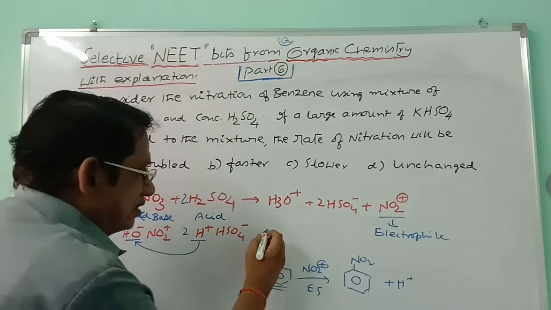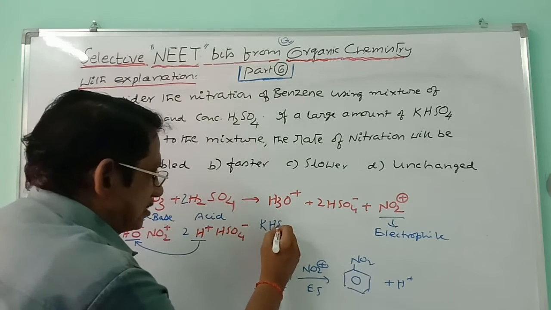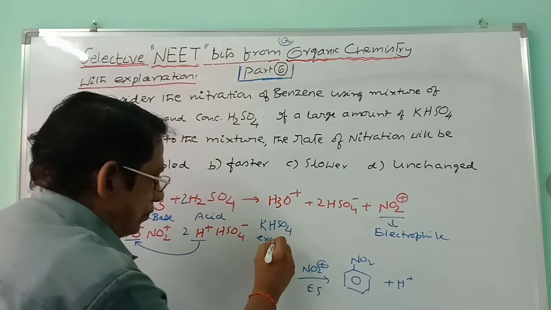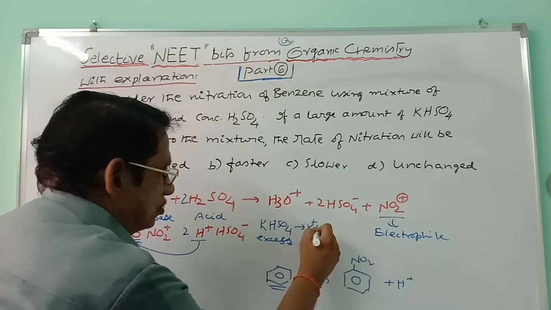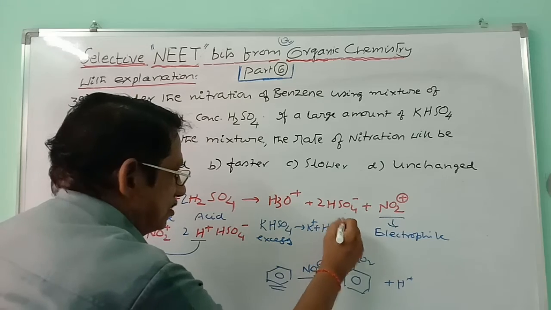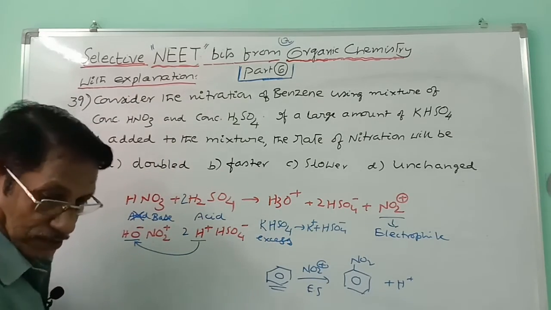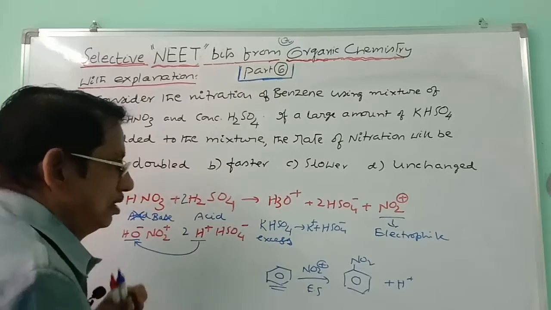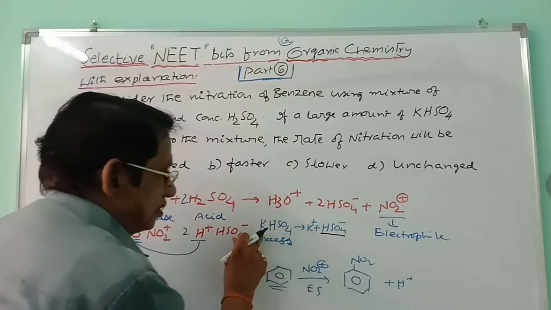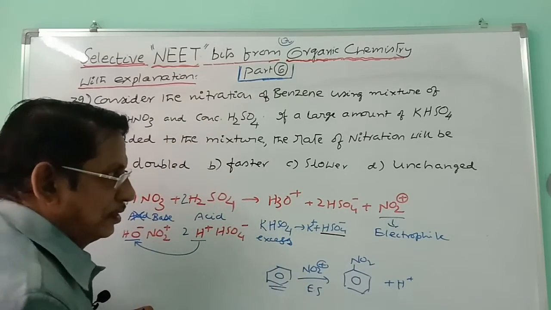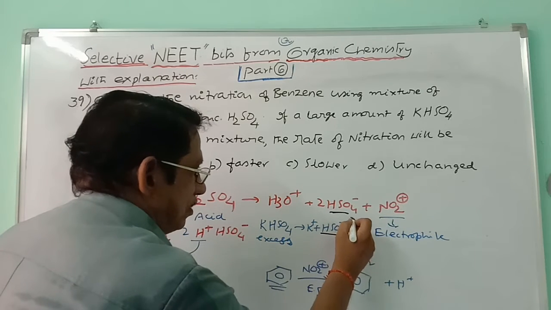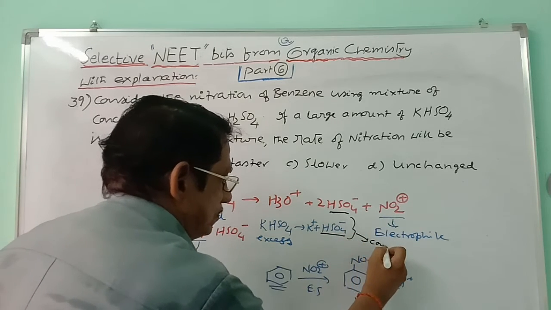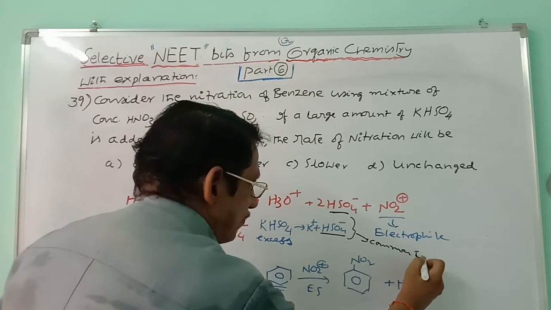Correct? But one hint is given. In the presence of excess KHSO4, large amount, it is a salt. So it will be in the form of K plus and HSO4 minus. What else remains here now? HSO4 minus is the ion, the salt completely dissociated into ions. And so it is producing HSO4 minus, which is the common ion effect. This is what you call common ion effect.